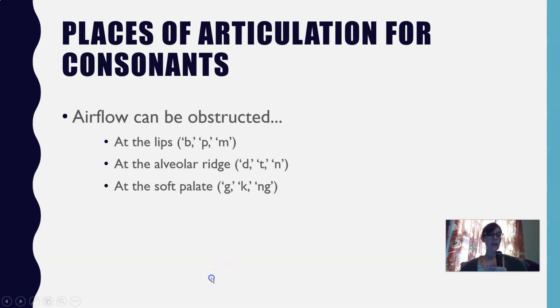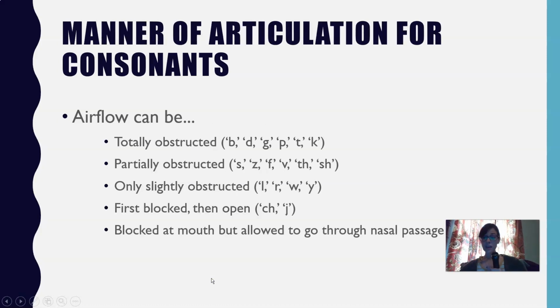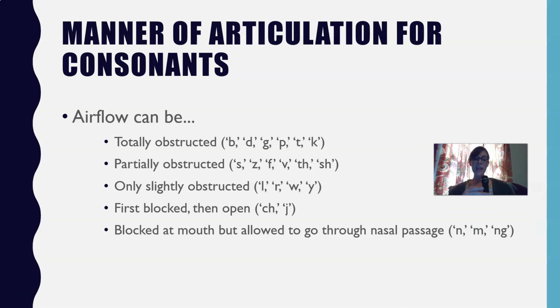Okay, so we've talked about place of articulation. Now let's talk about manner of articulation. So airflow can be totally obstructed, so ba, ba. We stop the flow of air. It's part of the reason that the sound ba is actually referred to as a labial stop. We call it a labial stop because labial means lips, so it involves place on the lips, and it's a complete stop of airflow. So we call it a labial stop.